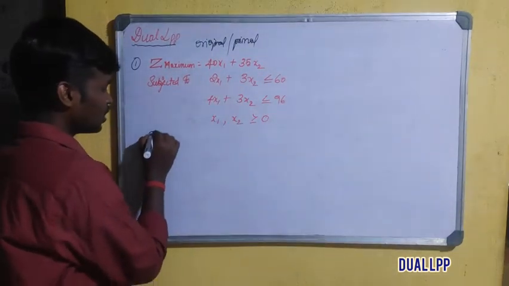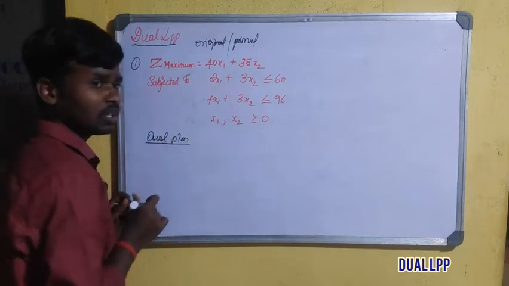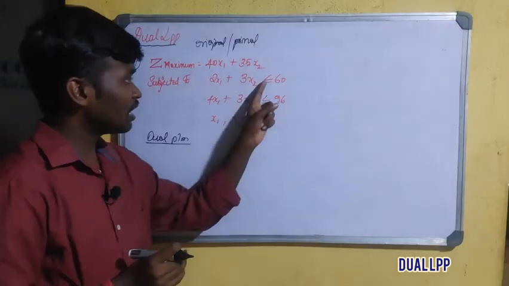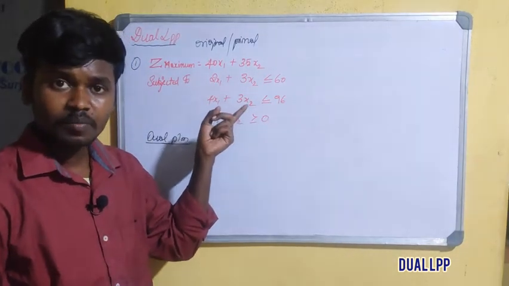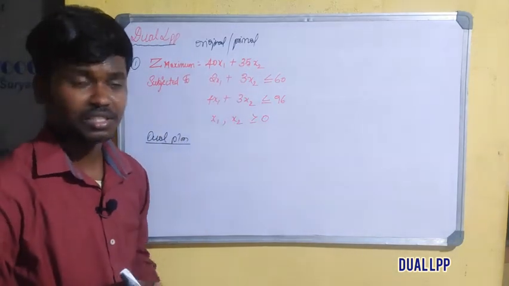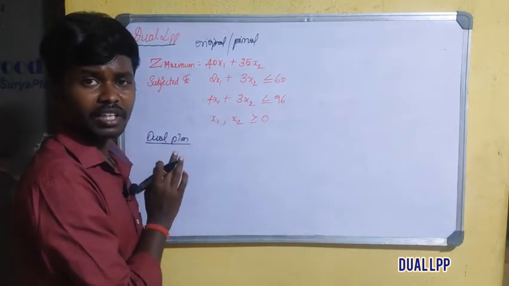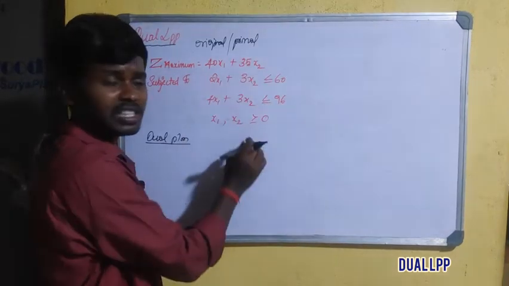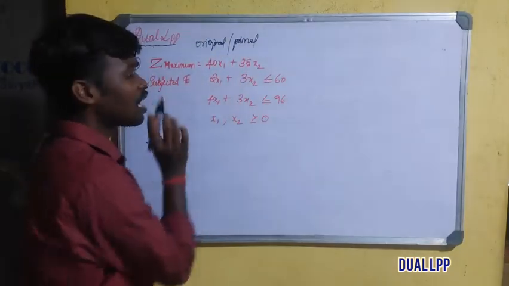In the dual problem, every constraint becomes a variable and every variable becomes a constraint. Which is the objective function?